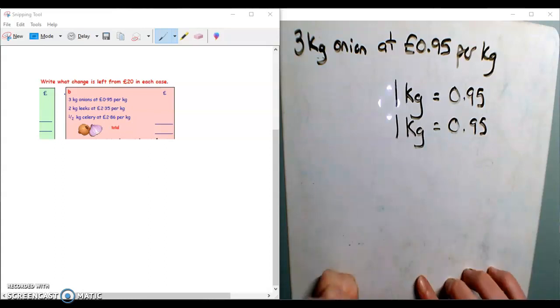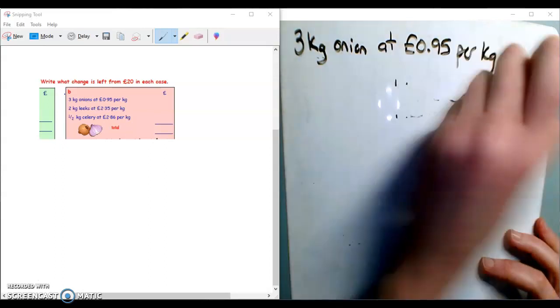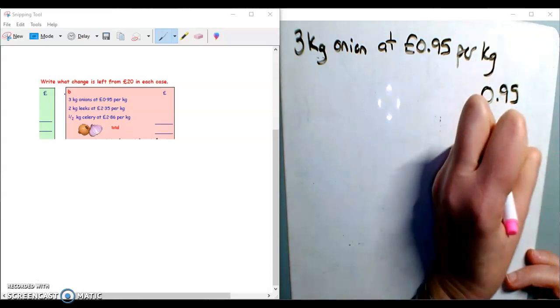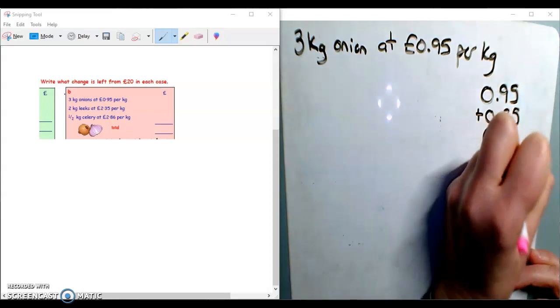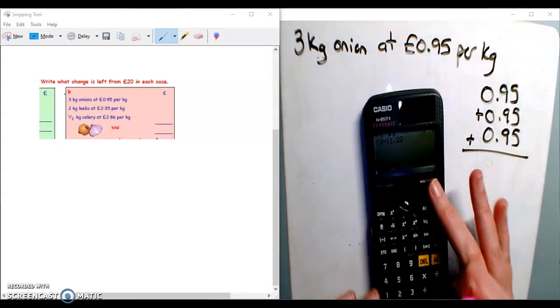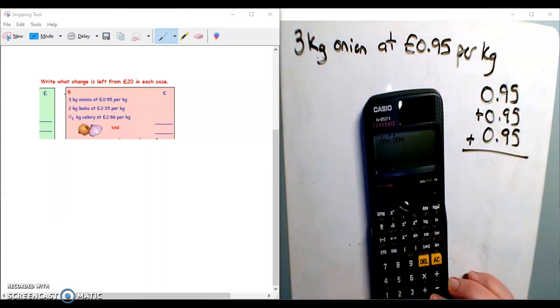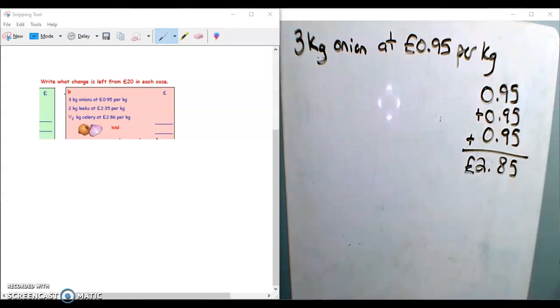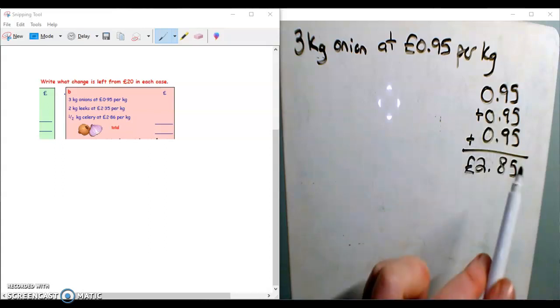So to do this here, instead of doing 95 and adding it together 3 times, we can do this. We can do 95p plus 95p plus 95p, and we can add those up, right? And when we do that, we can go 0.95 plus 0.95 plus 0.95, and we're going to get £2.85. But there's a quicker way to do that. So have a little think. What's a quicker way to figure out 3 lots of 95p?